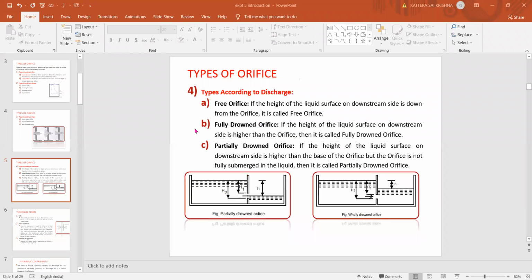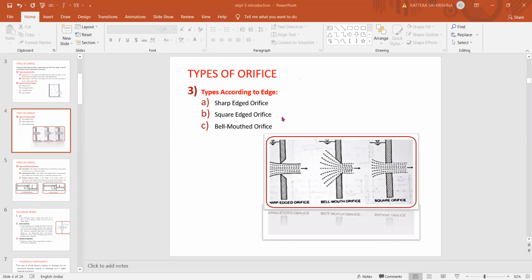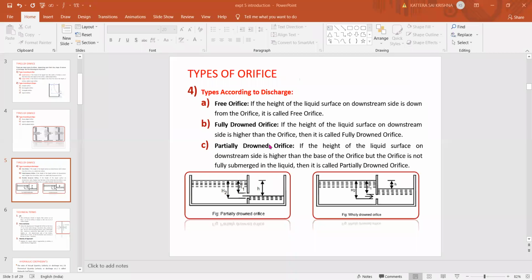And the next is according to the type of discharge. So till now we have seen size, shape, and edge shape. Now we are seeing the last type, that is according to the type of discharge. There are 3 types in this: free orifice, fully drowned orifice, and partially drowned orifice. Free orifice is what we have already seen in all the orifices, where the orifice is not immersed in the fluid from the outside.